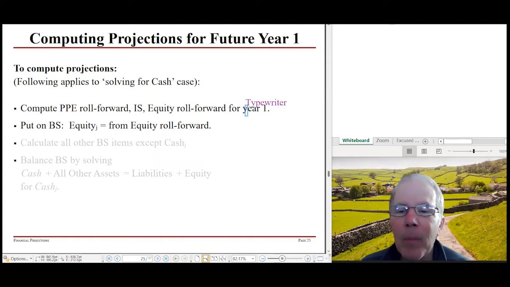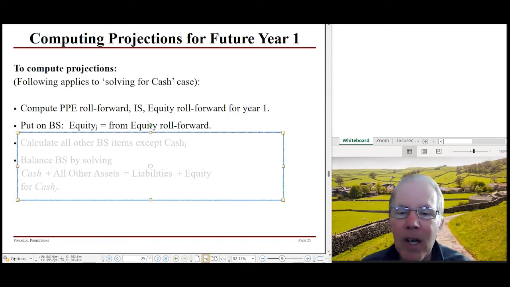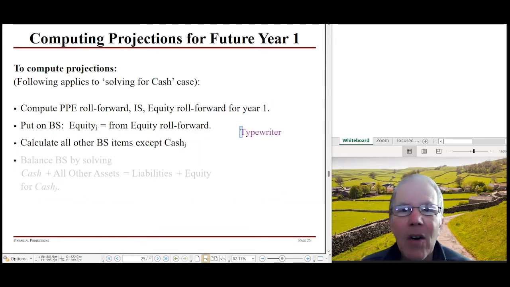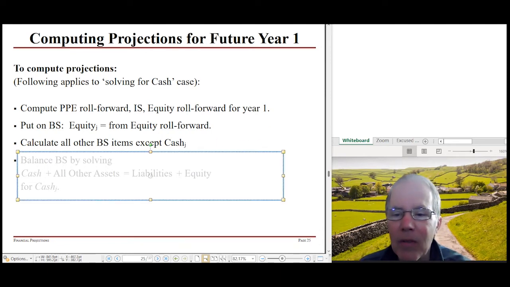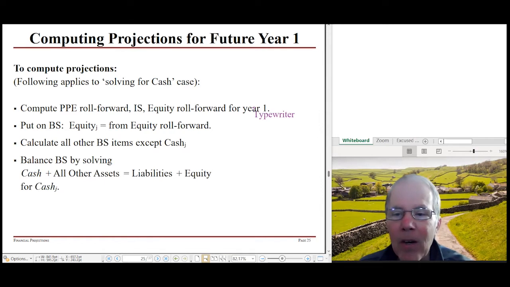And then on the balance sheet, we'll be able to put in the equity value from the roll forward and a couple other things here and there from other places. But the key thing is the equity value from the equity roll forward. And then we're going to calculate all the other balance sheet items except for cash. Cash is the big deal on the balance sheet that we're solving for. And then we're going to balance the balance sheet.